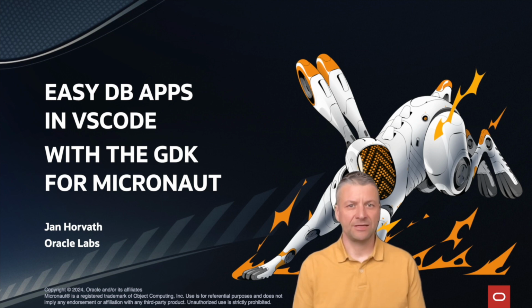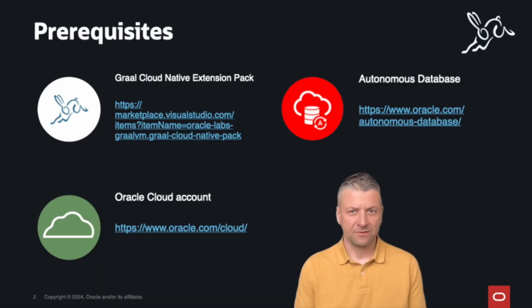Today I'm excited to guide you through creating a Graal Cloud Native application that connects seamlessly to the Oracle Autonomous Database. We will then deploy our application in Oracle Cloud, executing every step within VS Code. First things first, we need to install the Graal Cloud Native extension pack. Also make sure you have an Oracle Cloud account set up and ready to go.